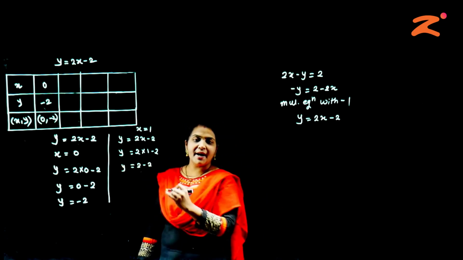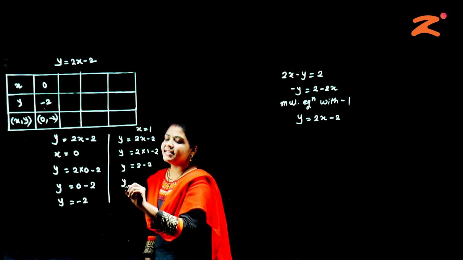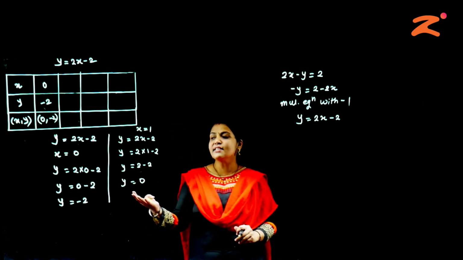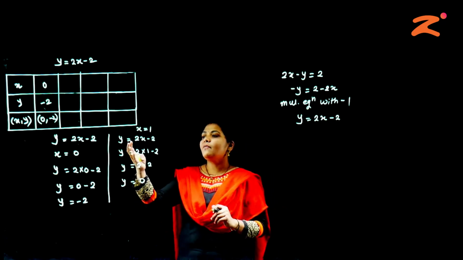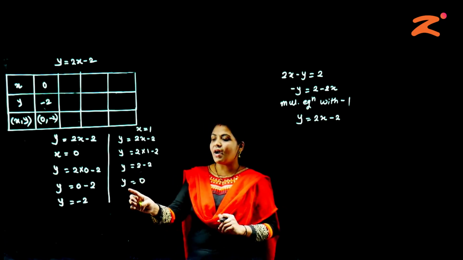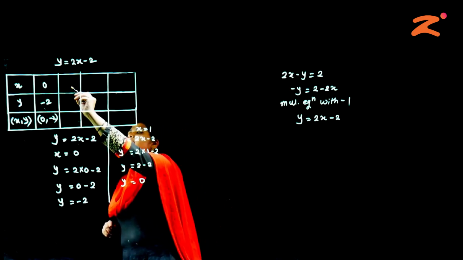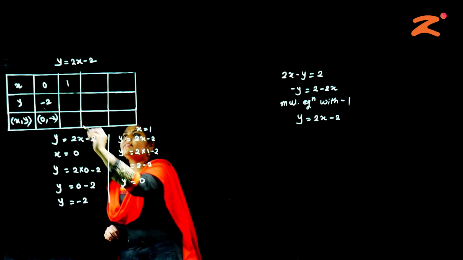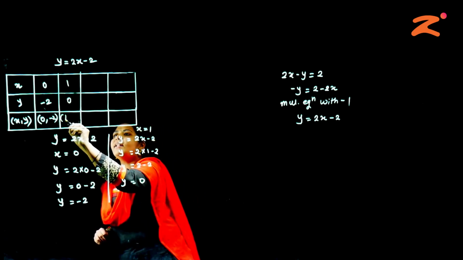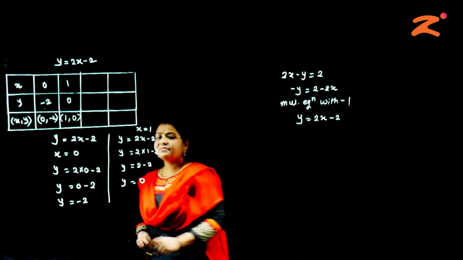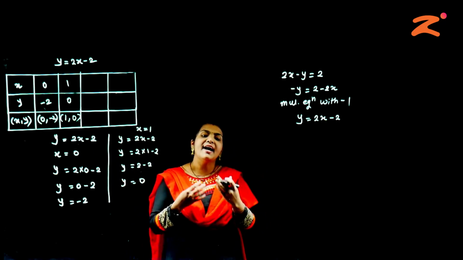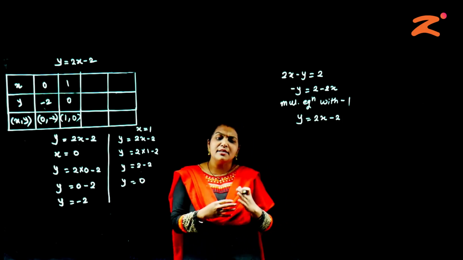Minus 2, 2 minus 2, 0. So y is equals to 0. So the simple points we have received: when x is equals to 1, y is equals to 0. Let us write this: x is equals to 1, y is equals to 0. 1 and 0. Now we are going to choose another value that is negative.